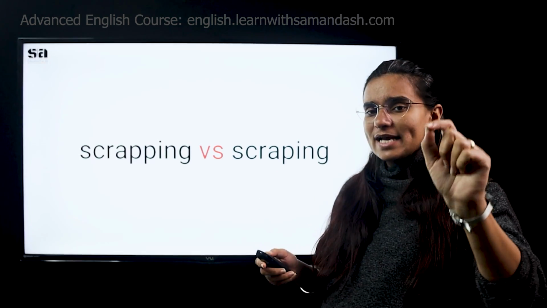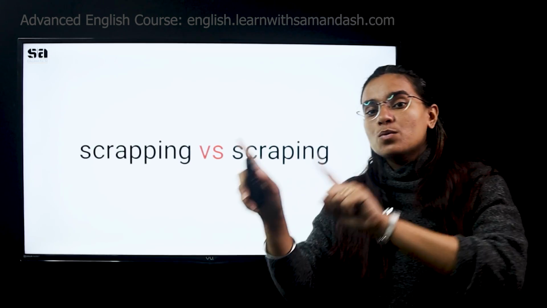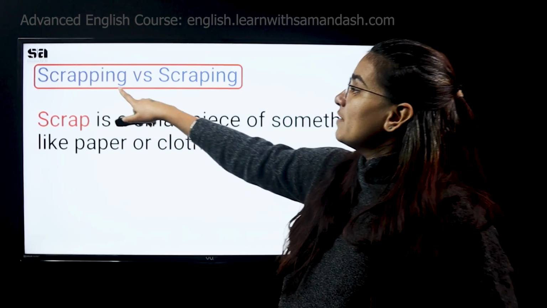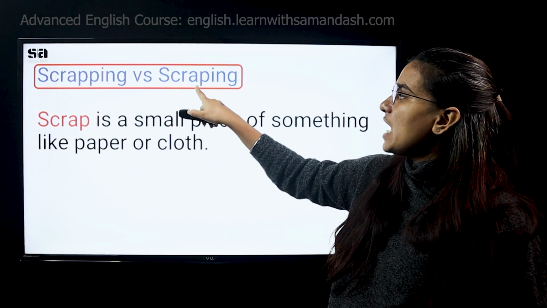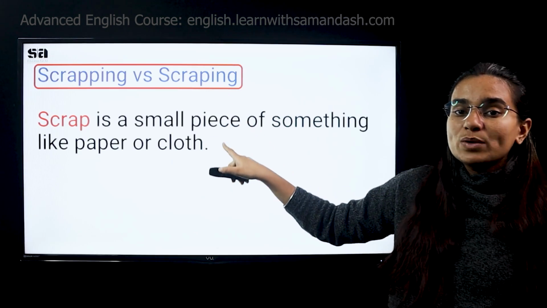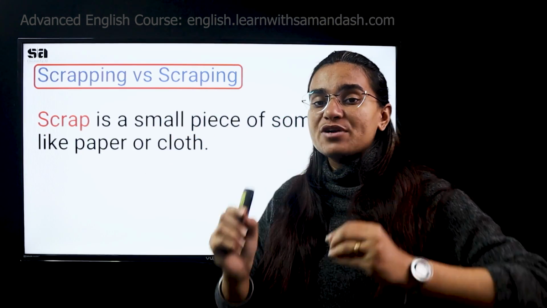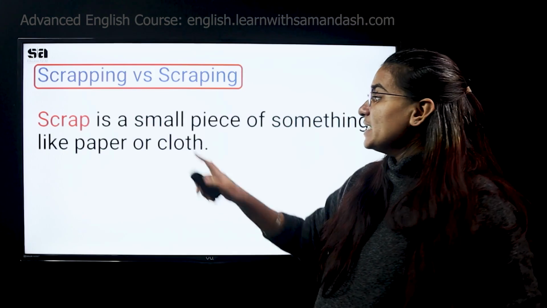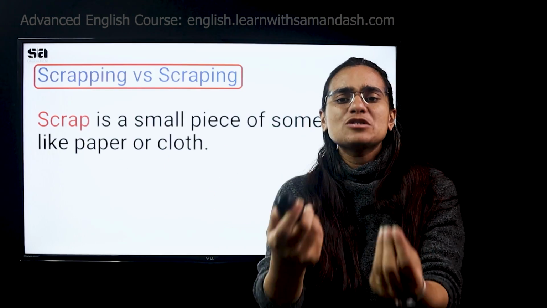So I want you to take a second and try to understand what is scrapping versus scraping. Scrap versus scrape. So these words will actually look in the shorter form as scrap, and this will become S-C-R-A-P-E. This becomes without E, and that becomes with E. Scrap, scrape. There's a difference in the way the words are pronounced. Okay. Scrap is a small piece of something such as paper or cloth. That means it's a waste material.